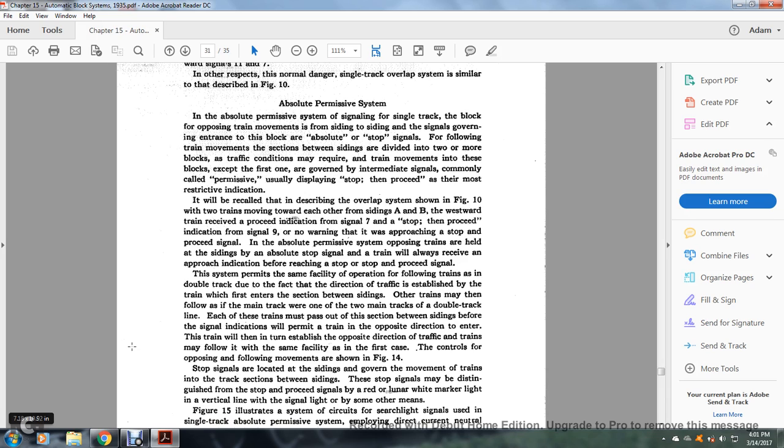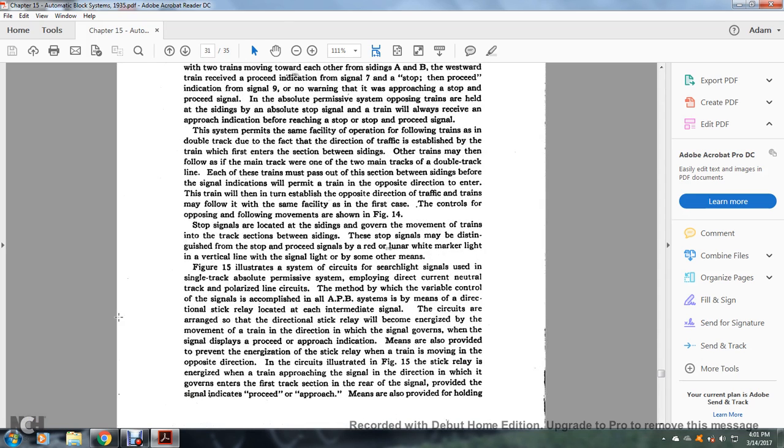In the absolute permissive system, opposing trains are held at the sidings by an absolute stop signal, and the train will also receive an approach indication before reaching the stop or stop, then proceed signal. Alright, this system permits the same facility of operation with the following train as in double track, due to the fact that the direction of the traffic is established by the train which first enters the section between the sidings, and other trains may follow as if the main track were open.